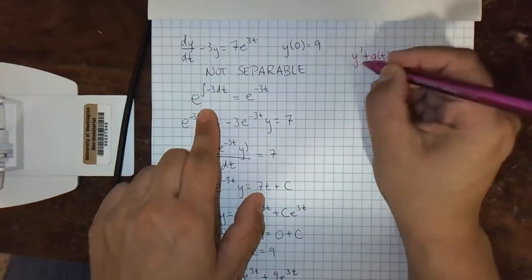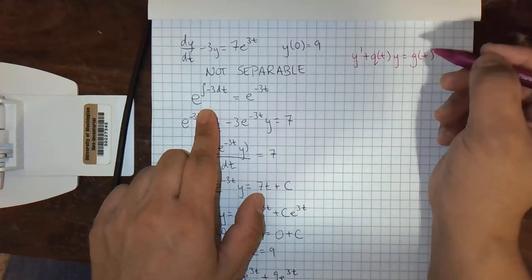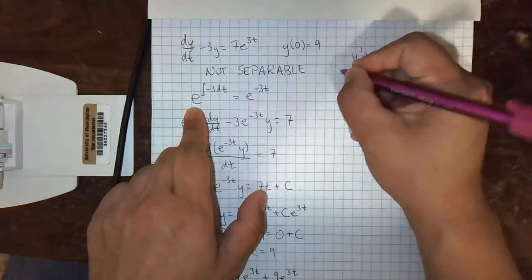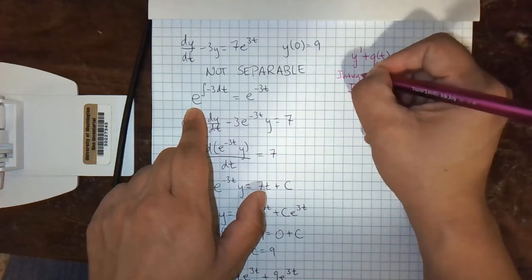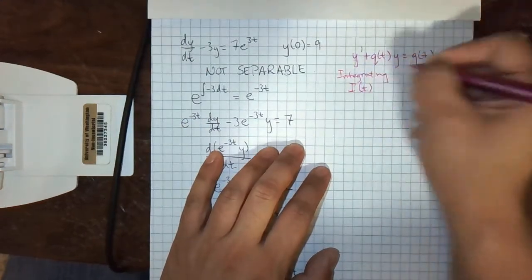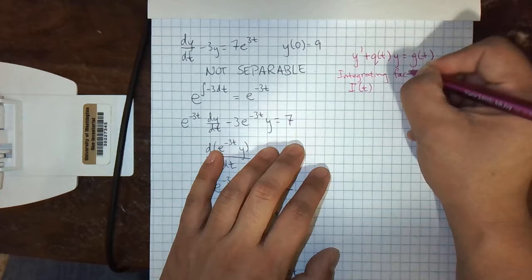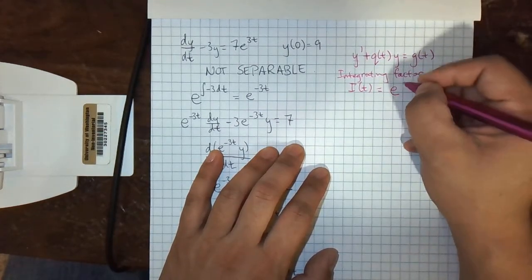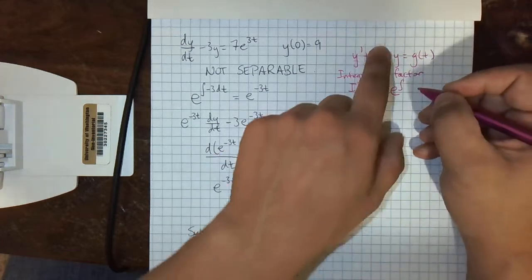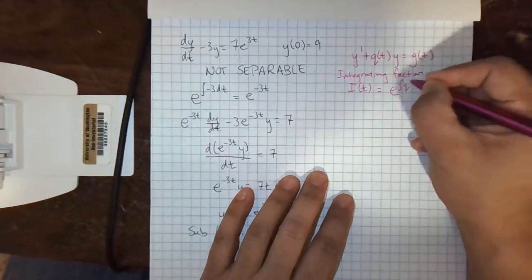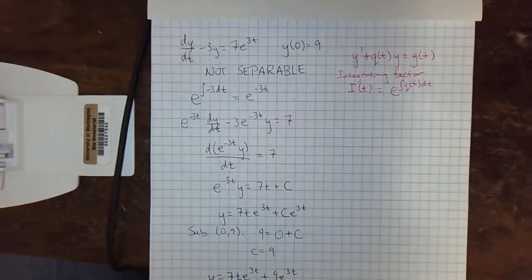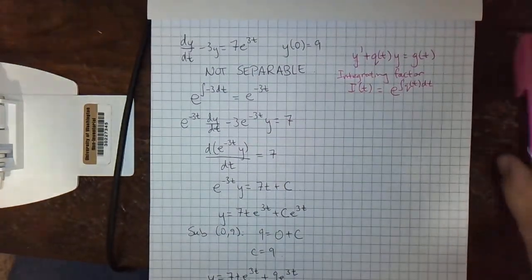And then what I'm going to do is make this look like a product rule by multiplying both sides by this thing, which I call the integrating factor. Factor because it's multiplied, integrating because it helps me integrate. The integrating factor is going to be e to the power of the thing whose derivative is this. So e to the integral of q of t dt.